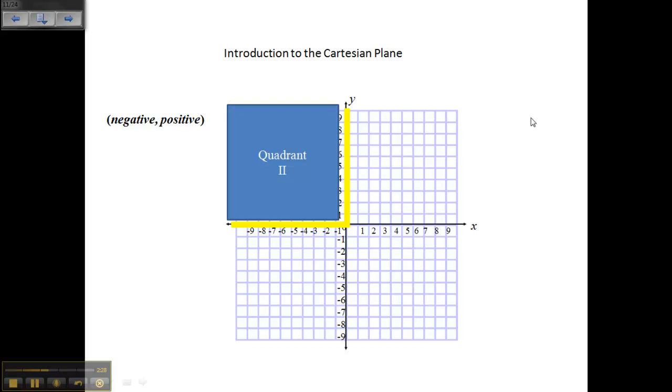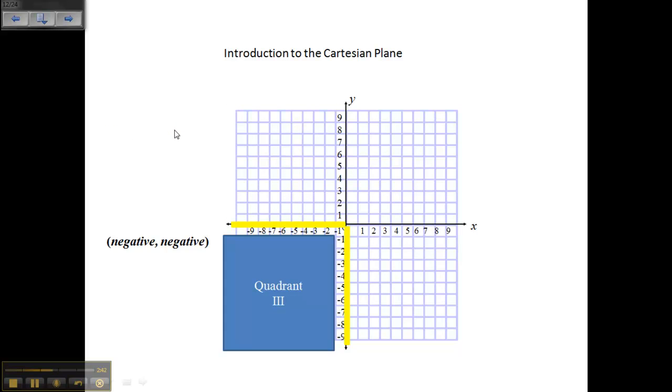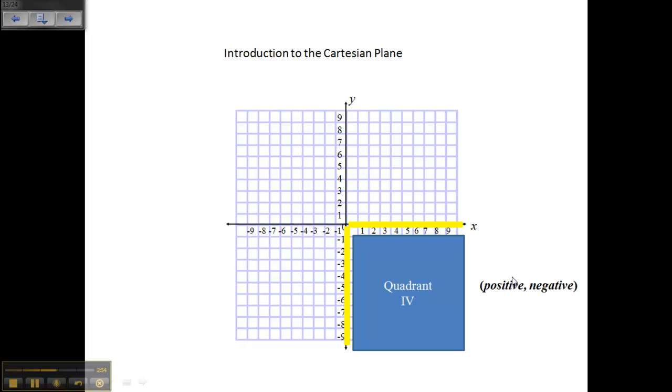Going counterclockwise, we have quadrant 2, which lies in a quadrant where all x values would be negative and all y values would be positive, meaning the coordinates would be negative, then positive. Quadrant 3 lies in a region where all x-coordinates would be negative and all y-coordinates would be negative. And quadrant 4 has all positive x-coordinates with negative y-coordinates.